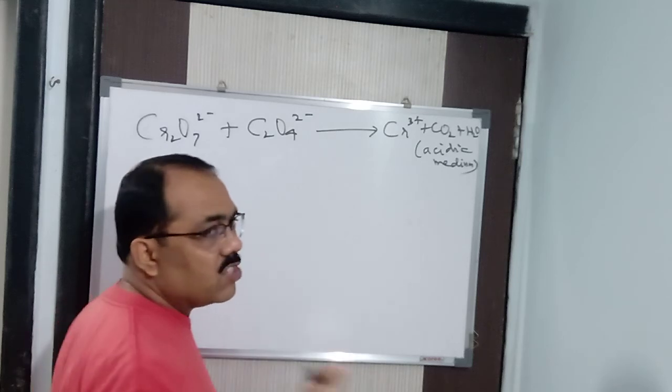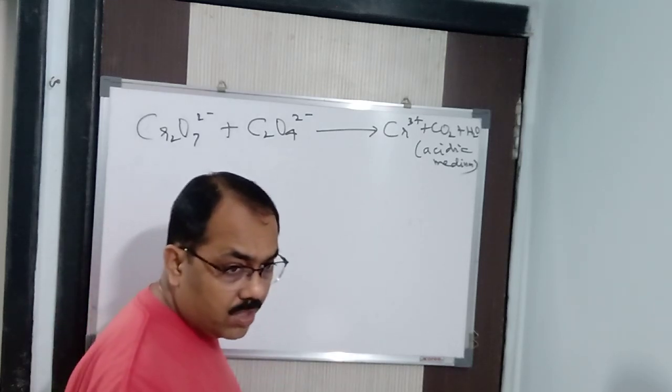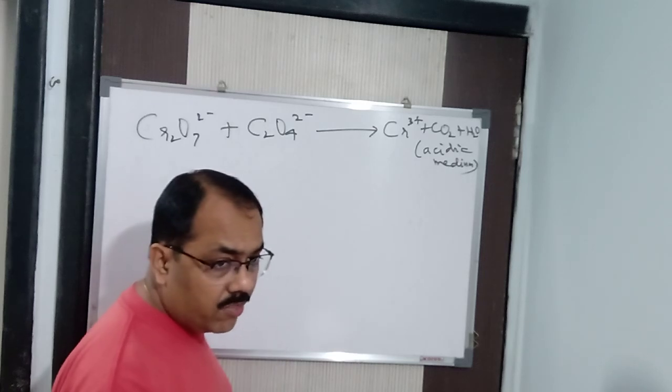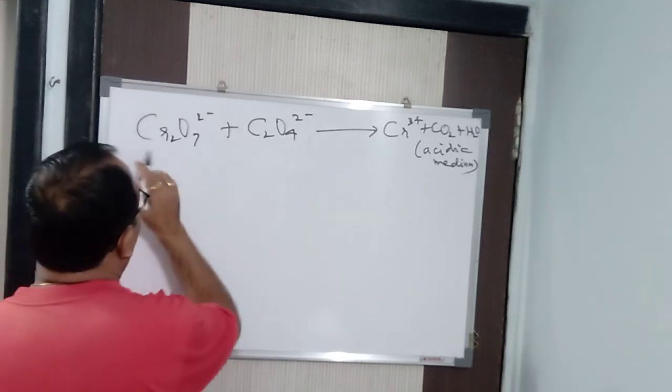Means everything should be there and H plus ion also will be there. When H plus ion is there, it means it is acidic medium, I told you. And if OH minus ion is there in the final equation, that is basic medium. Done. So Cr2O7 2 minus.